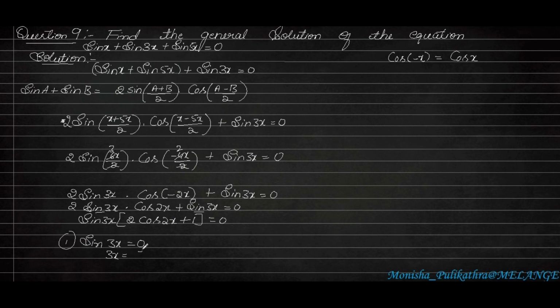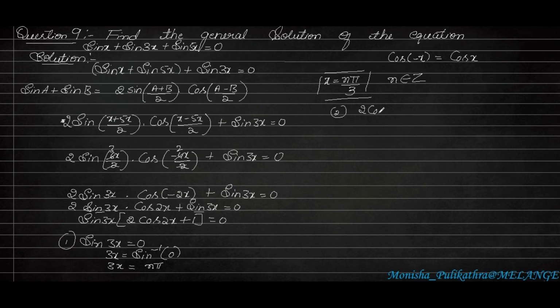So 3x is equal to sin inverse of 0. So 3x is equal to n pi. So next I have to divide, that is n pi by 3. So x is equal to n pi by 3 where n belongs to Z, that is n is always an integer. So next I will be taking the second equation.